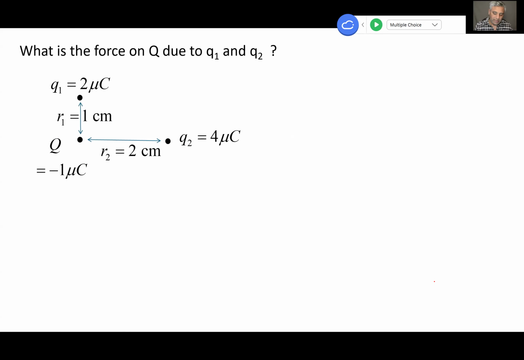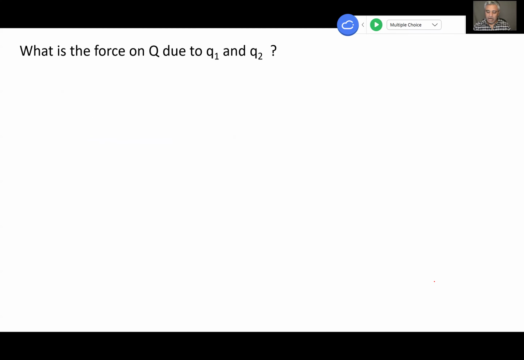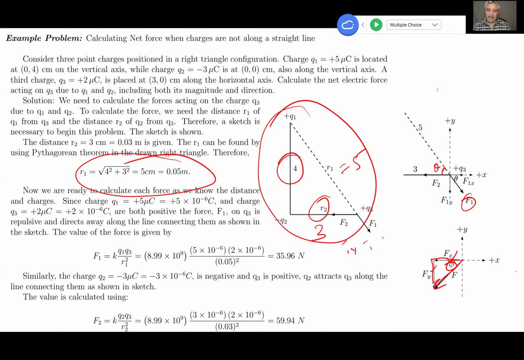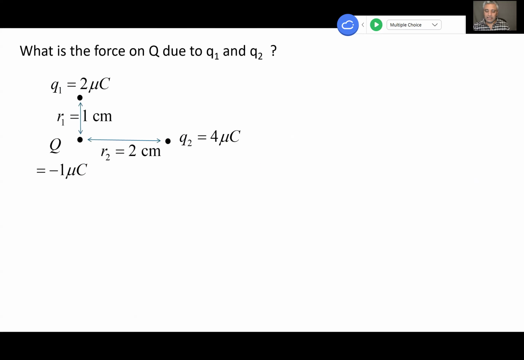Now let's do one over here ourselves. Okay. So do you remember the process? You need to find one force, you need to find another force, and you need to find a net force. The process is the same. Depending on how they are oriented, it may be a bit challenging.